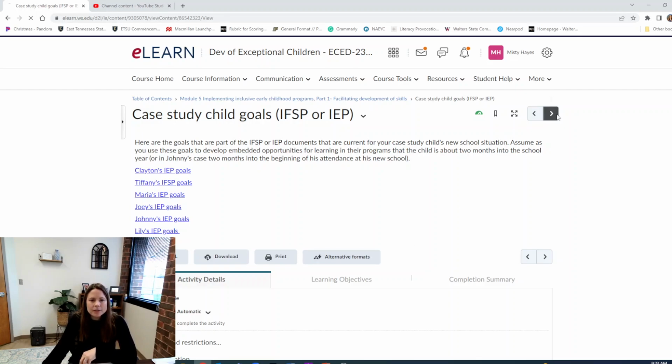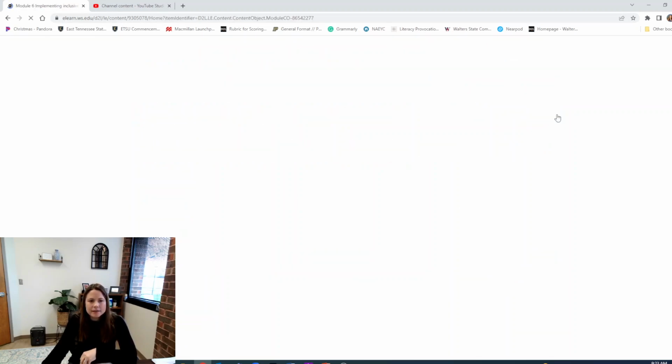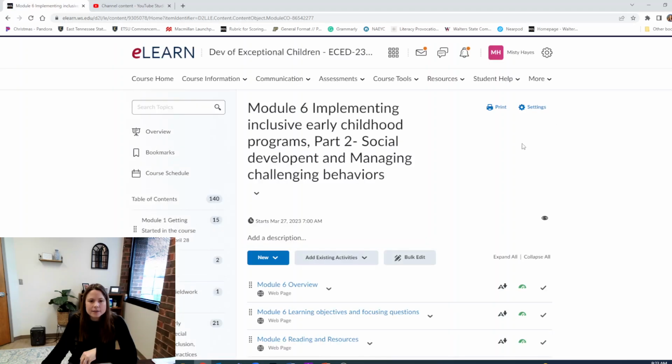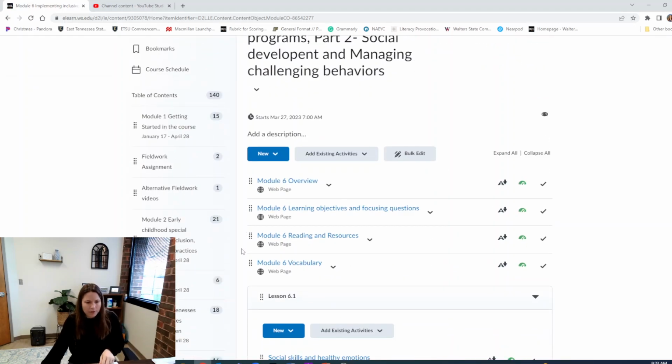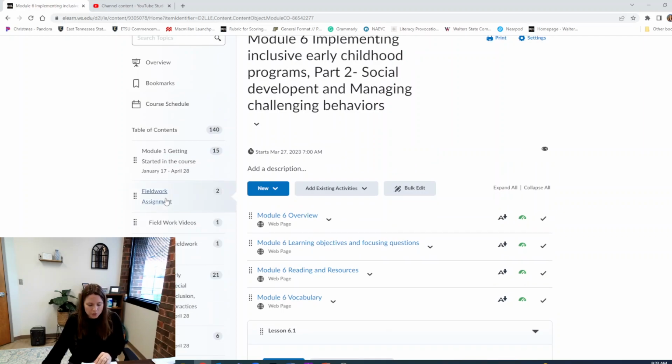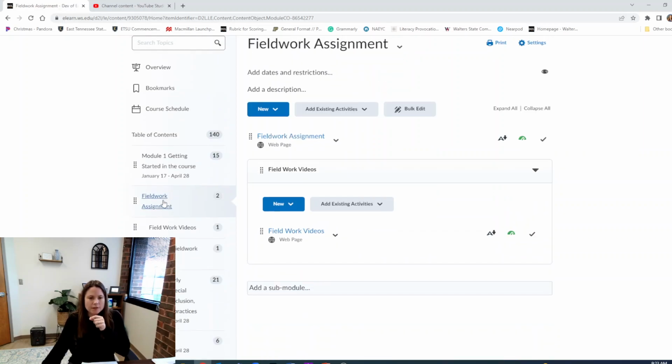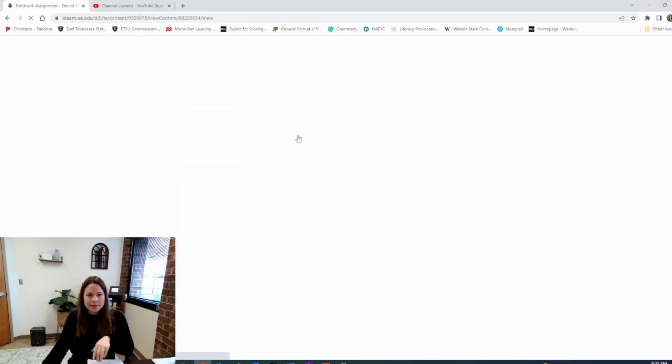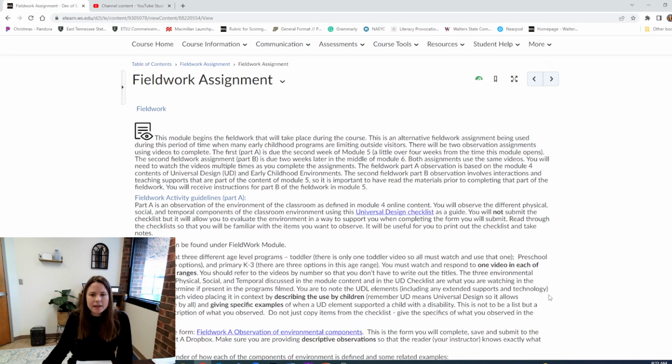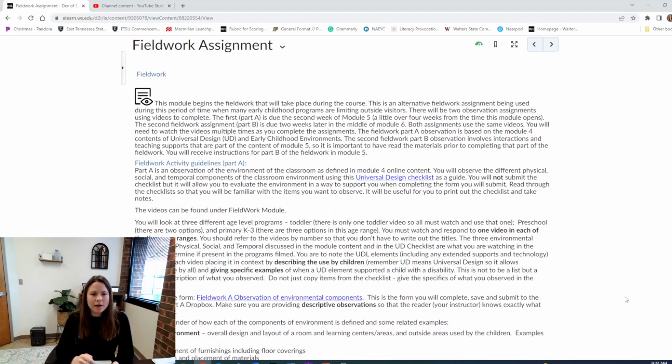So the next thing we're going to be looking at is field work part A, which you will have due on March 23rd. So let's go into that. So the field work assignment is shown here. We went over it a while ago, but we'll go over it a little bit now. But for the sake of time, I'm not going to read all this.